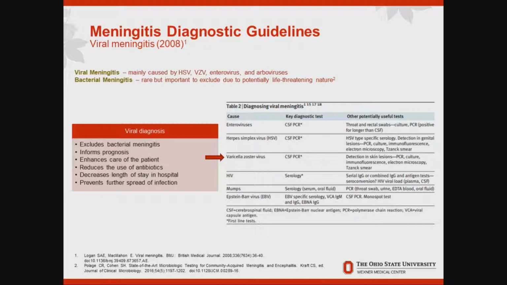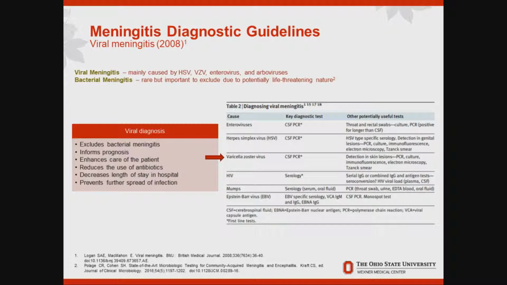So just shown here is the number of targets that are more frequent, as I mentioned. There is enterovirus, HSV, and VZV, and in terms of diagnostics, we know that as compared to culture, PCR is way more sensitive, about 1,000-fold more sensitive than culture.